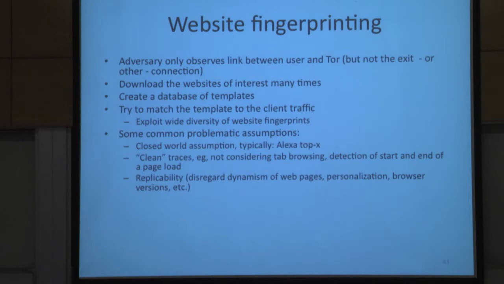And then there are all kinds of assumptions regarding replicability of the adversarial setup, when they are downloading all these sites to make the training, the database of templates, that is trained on these traces, and the actual setup of the user. So what happens if the user is using a different Tor browser version? Well, does the traffic change or not? Well, it does change a little bit.